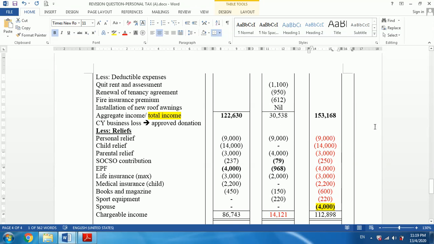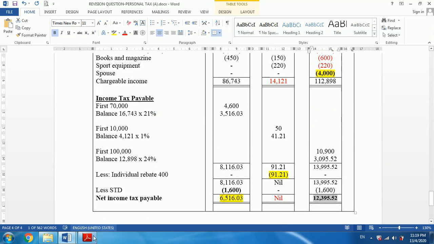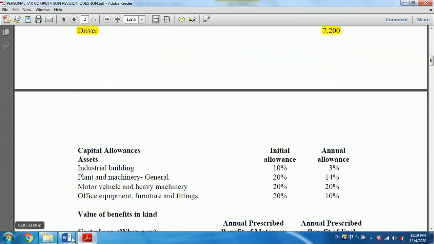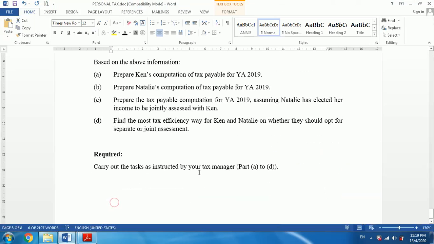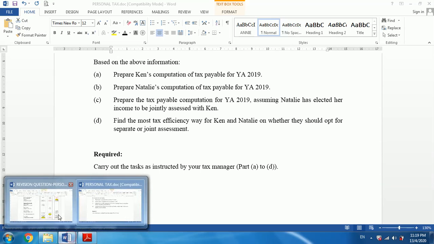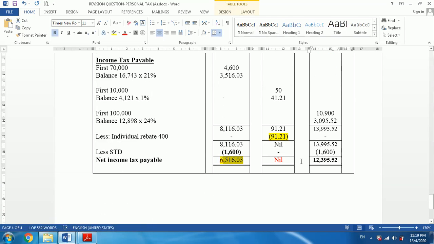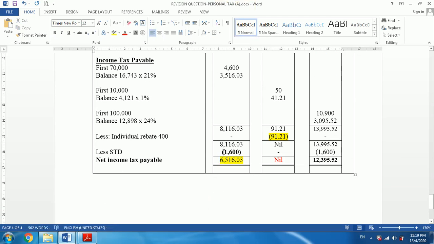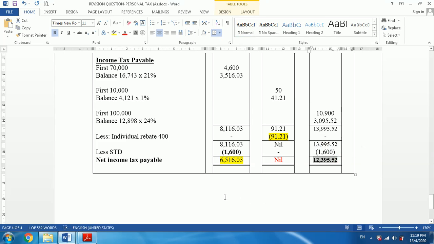So we have finished all the tax computations, but don't forget you still have one more task given. The task is asking, please advise Natalie and Ken whether they should opt for separate or joint. So for the answer, I will first look at the income tax to be paid. Separate assessment is only Ken needing to pay 6,000 plus, Natalie no need. But if they go joint, they will have to pay about 12,390.